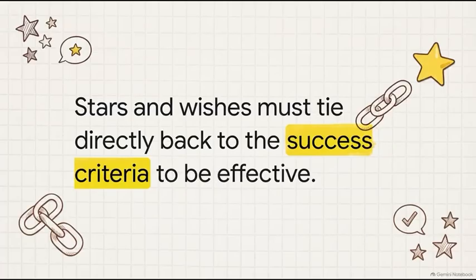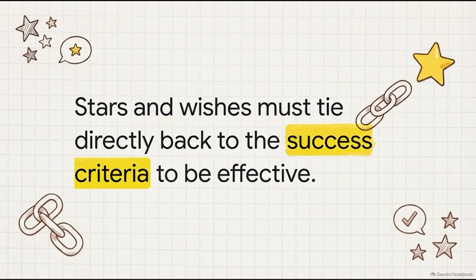But guys, here is the secret sauce for making peer feedback actually work in a math class. Both those stars and the wish must tie directly back to the upfront success criteria, the WILF we just talked about. By ensuring peers reference those specific criteria, the feedback becomes objective, not personal.